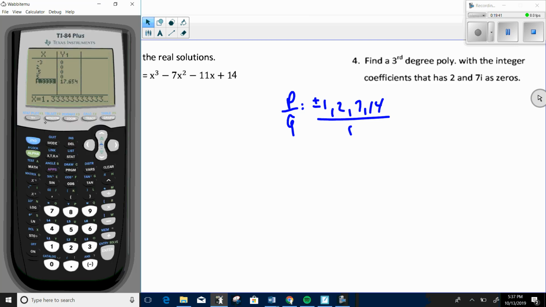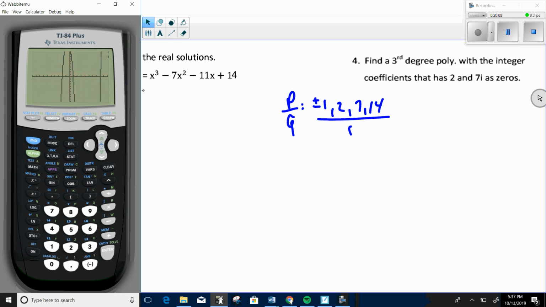I'm going to type my equation in. So I'm going to clear this out so I don't have that same mistake. So x raised to the 3rd minus 7x raised to the second. Always hit that right arrow to get out of that exponent position. Minus 11x plus 14.